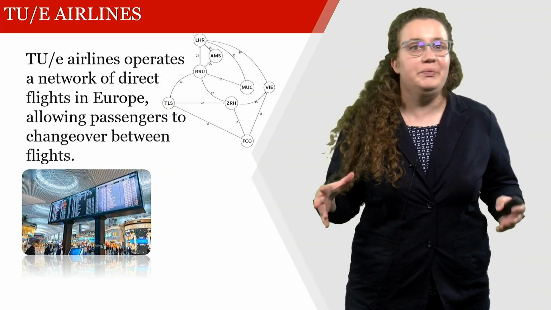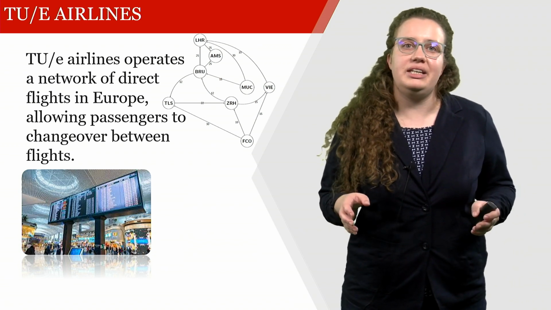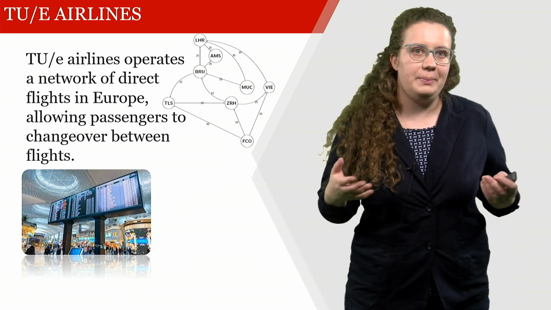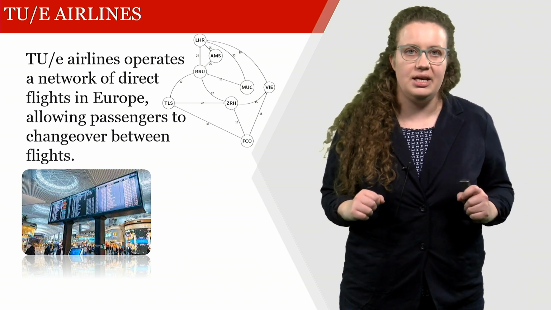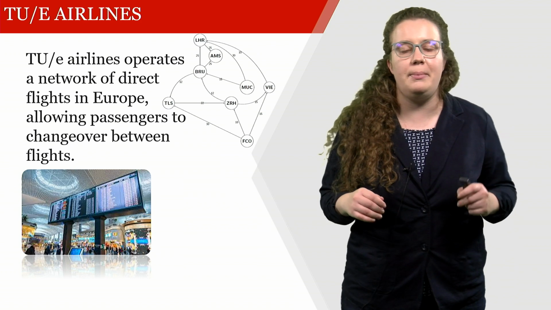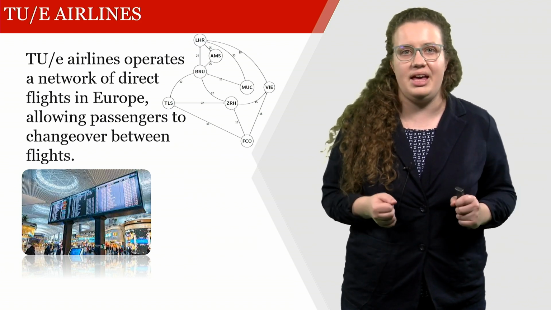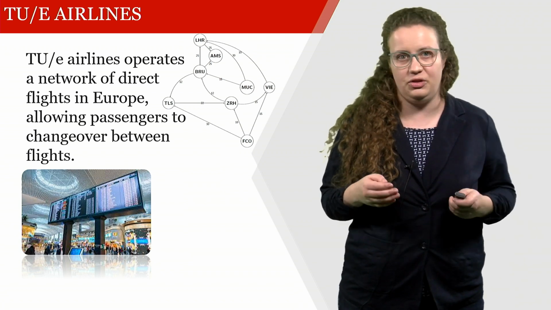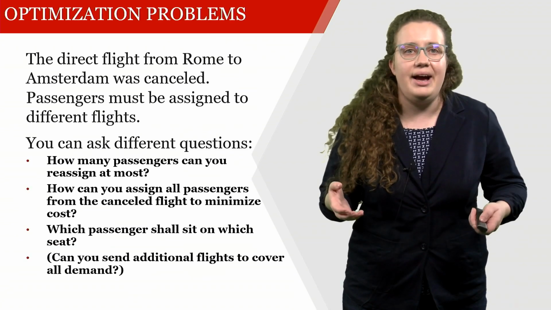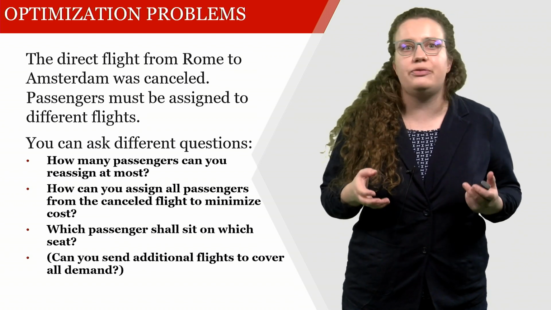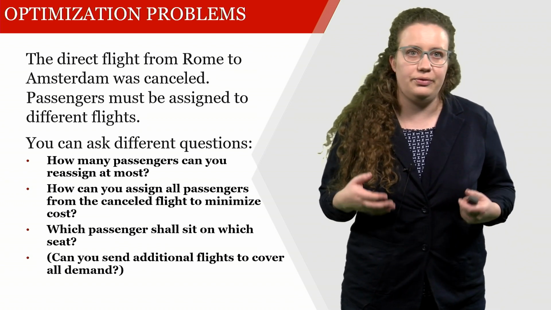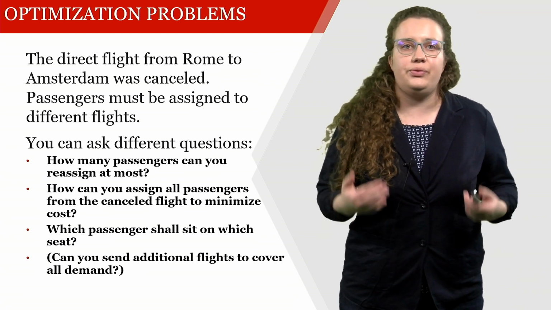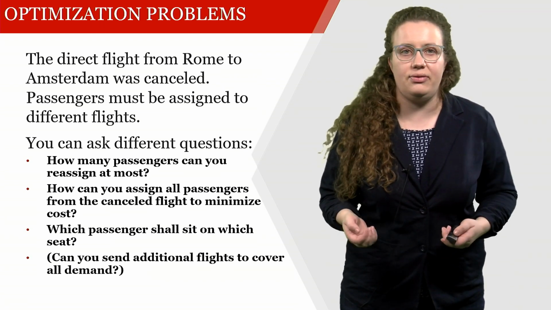Let's just assume we're TUI Airlines and we're operating a network of direct flights in Europe, and within this network we're allowing passengers to change over between flights. For instance, if I want to go from Rome, so FCO, to Brussels, I can transfer in Zurich in between. Now TUI Airlines is having a little bit of a problem. They used to have a direct flight from Rome to Amsterdam, but this was cancelled today. And due to that, we have to reassign passengers to different flights.